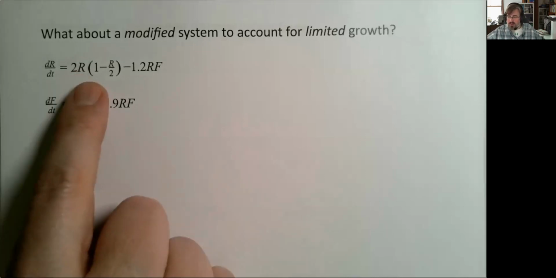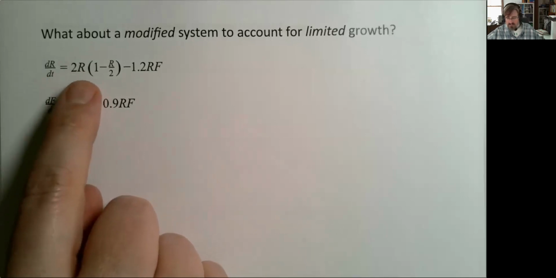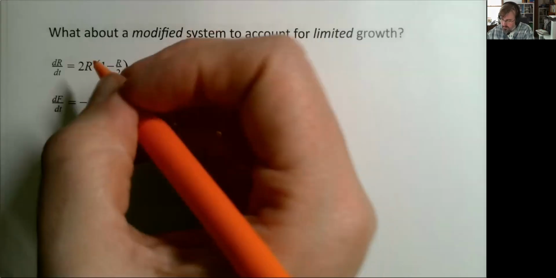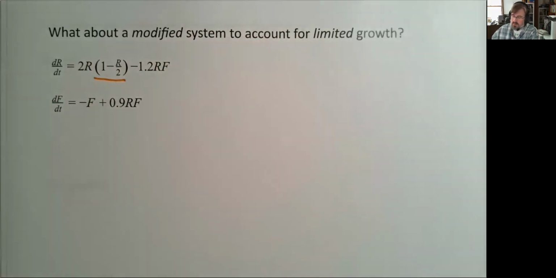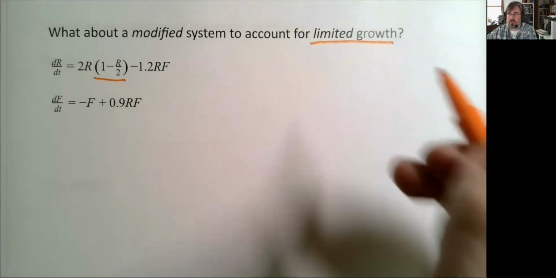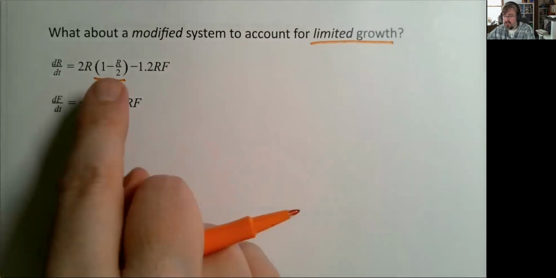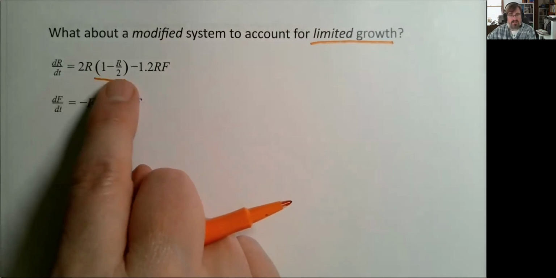So on this page, what I've done is I've taken my rabbit population, the dr/dt, and I've tacked on an additional little bit right here. This is what allows me to create a limited growth model. And if you remember, that looks very similar to the logistic curve that you guys played around with. The logistic model has that 1 minus something, where it's R over 2, where that's like the carrying capacity, right?